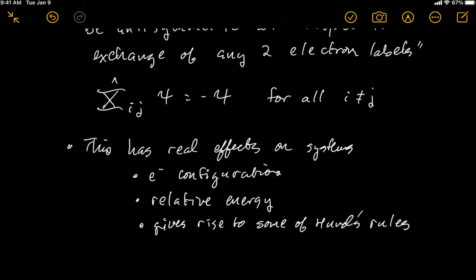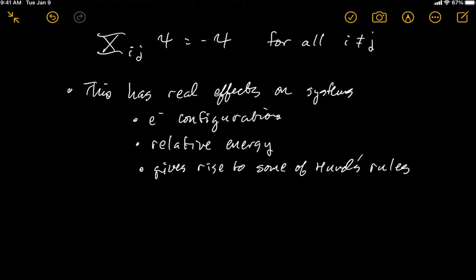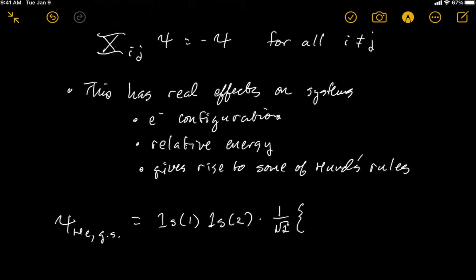Okay, so let's go back to our full helium wave function. Our ground state helium at lowest energy state is going to be 1s(1) 1s(2) times, so that's the spatial part, and then the spin part is 1 over square root of 2 times alpha(1) beta(2) minus alpha(2) beta(1).